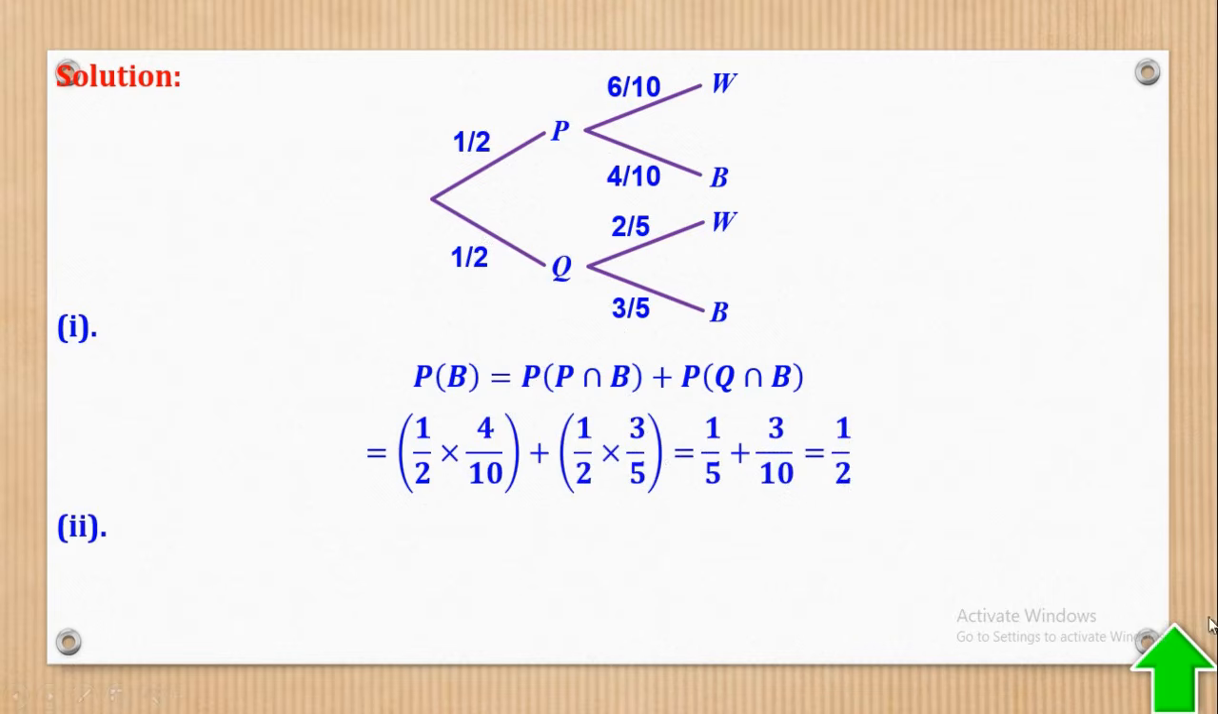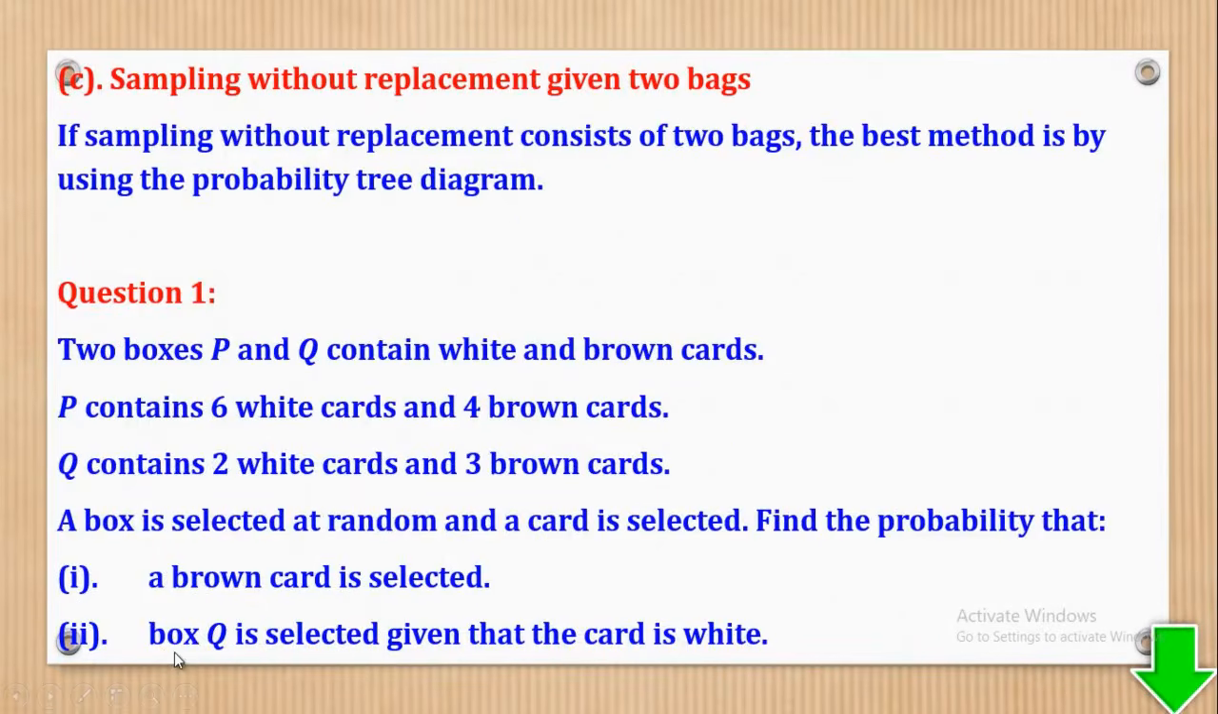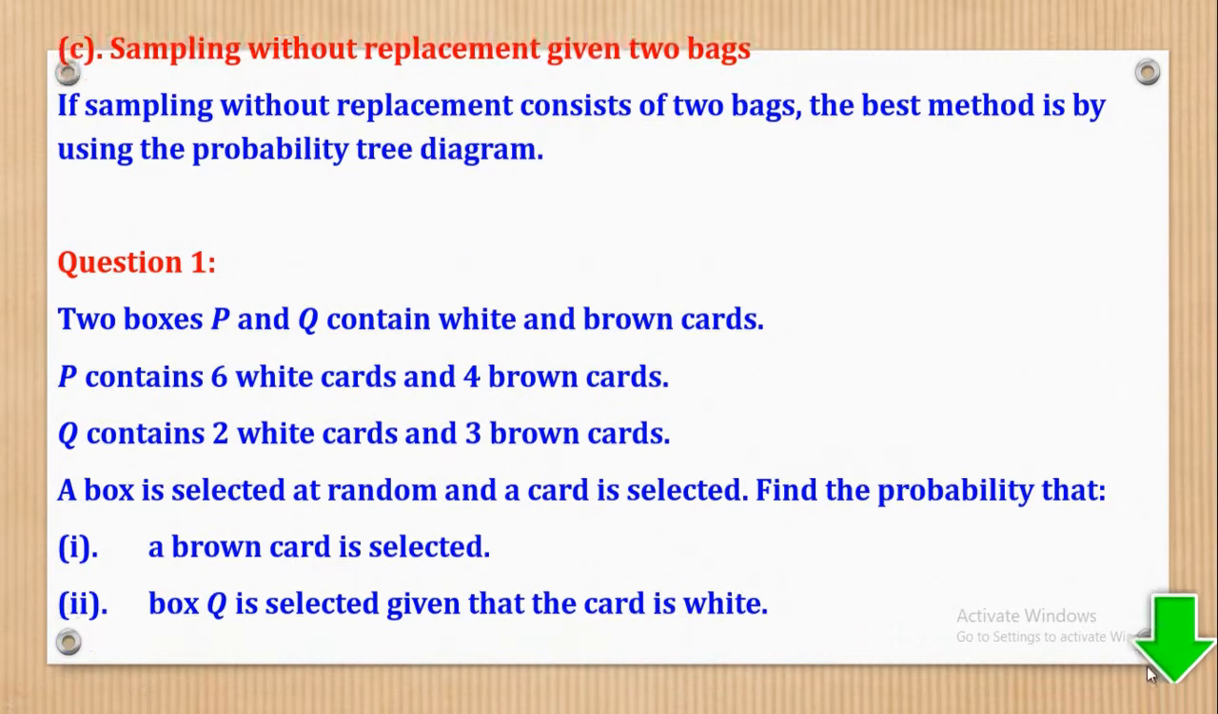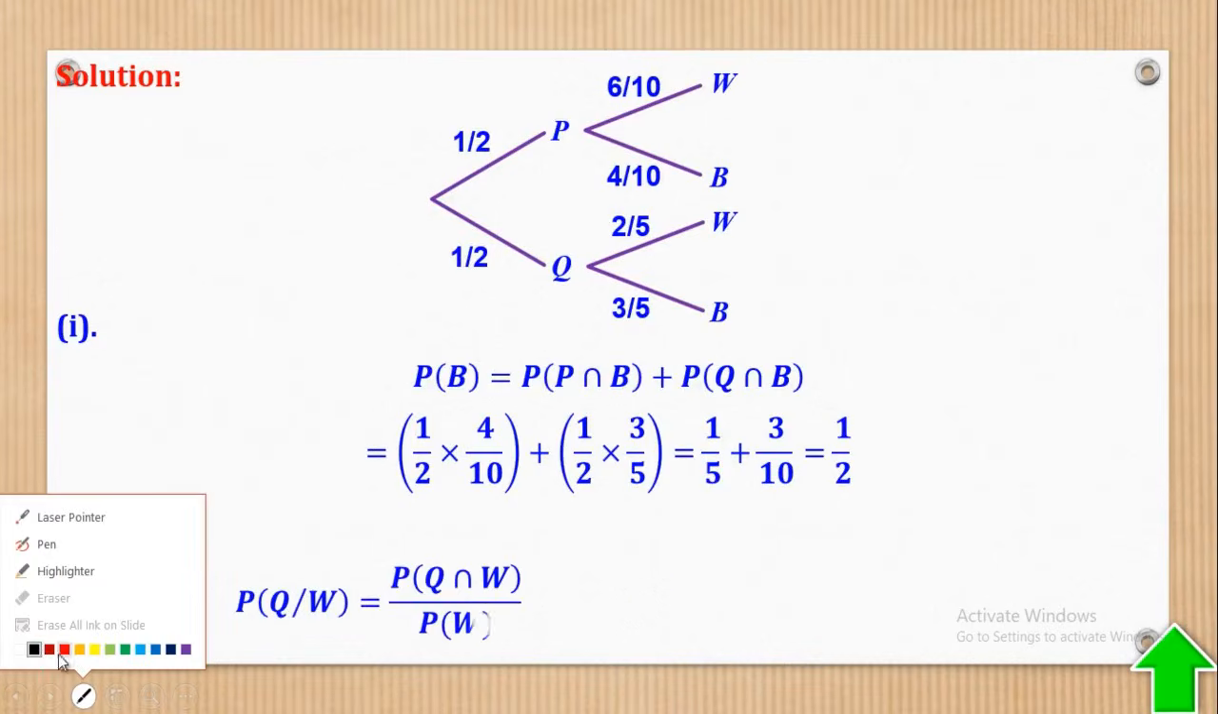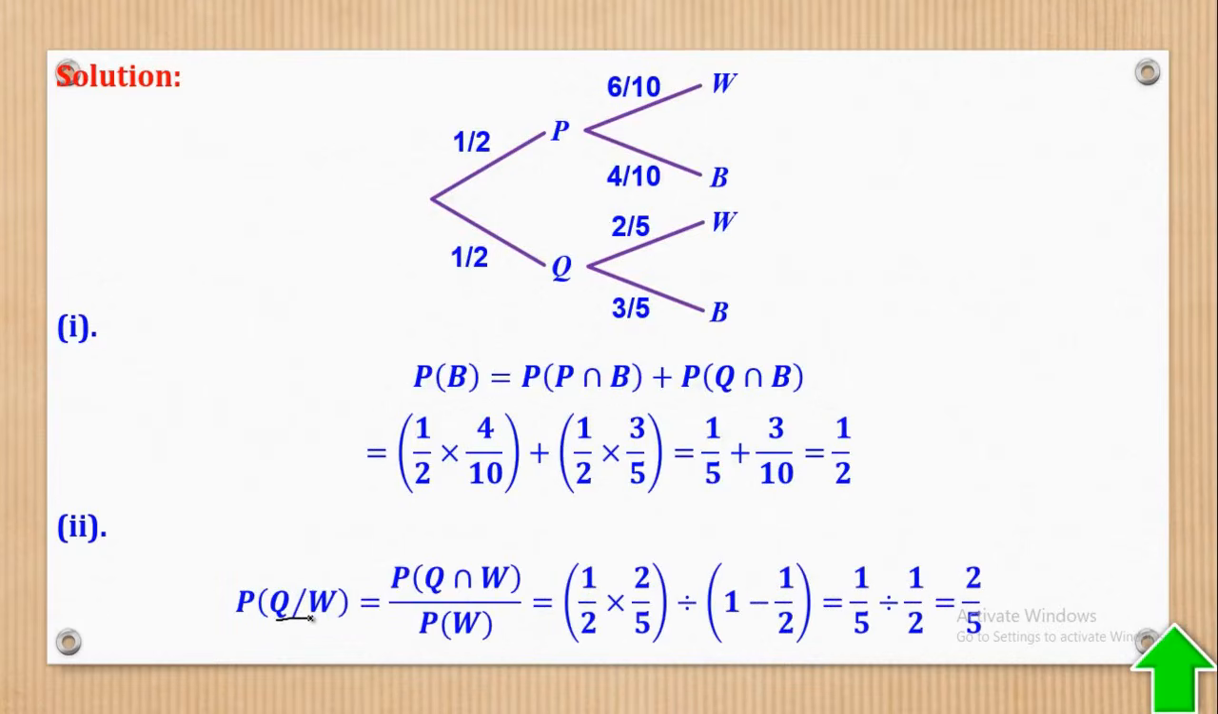What about Roman 2? For Roman 2, they want a probability that box 2 is selected given that the card is white. So this is a probability and this white has already occurred. Therefore probability will be Q given white. So numerator is the intersection, denominator is what has already occurred. Now the intersection Q and white is that. Then white is the complement of brown, therefore that is why you see a 1 minus a half. Therefore in the end you will come up with 2 over 5, and that's the probability they wanted.